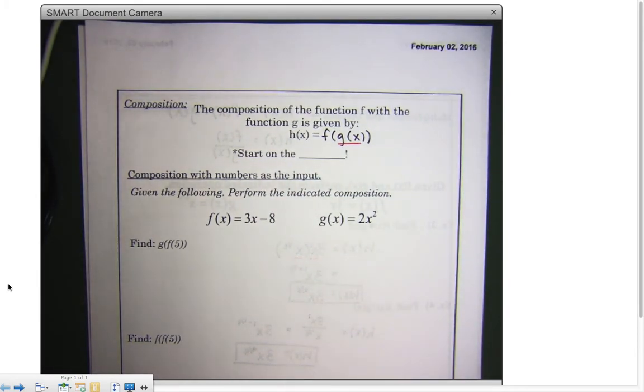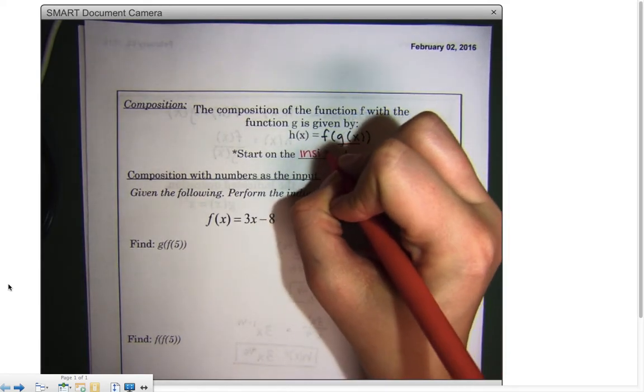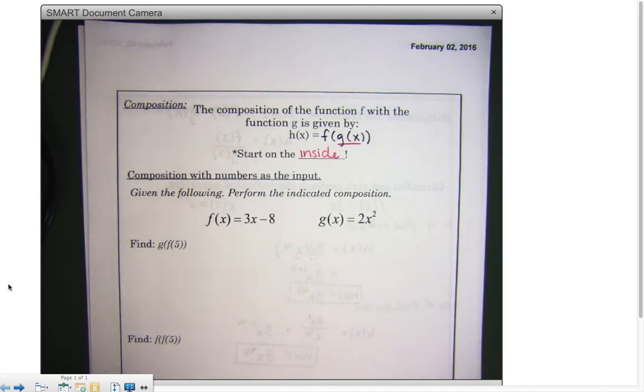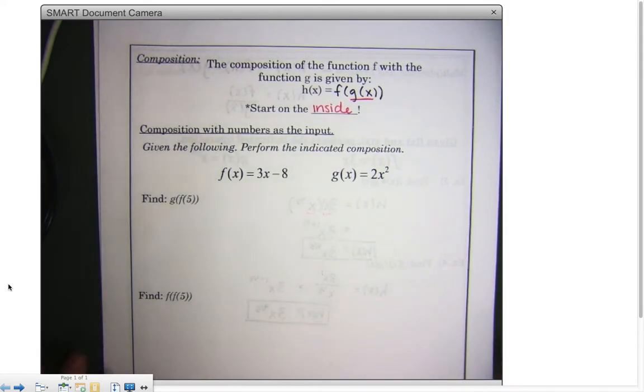So instead of just substituting in a number like we're used to doing into functions, this time we're going to actually substitute in a function. The order in which you do this to simplify is you always start on the inside. And I'll show you what that means in just a second. Again, a composition is when you take a function and you input it into another function. So let's try composition with numbers first as our input.